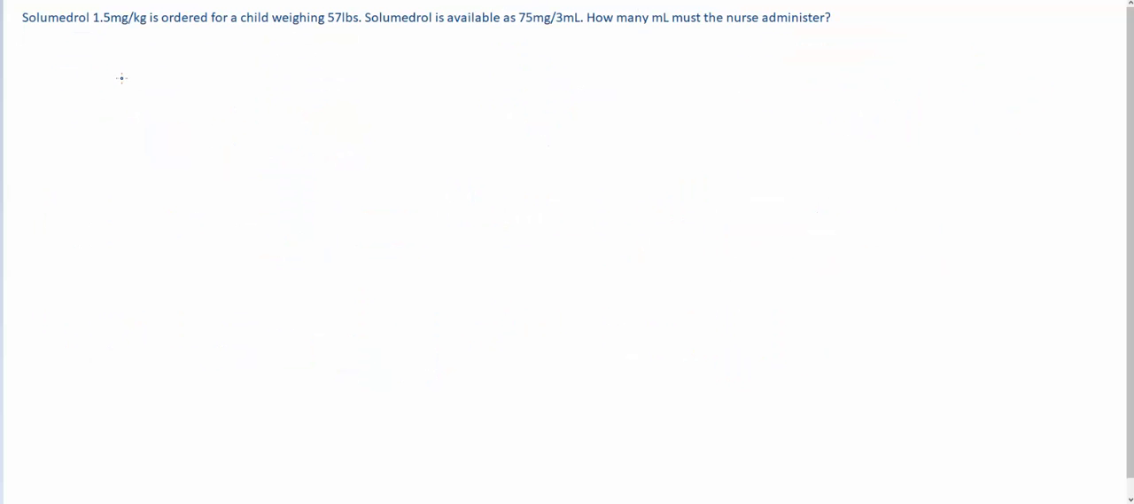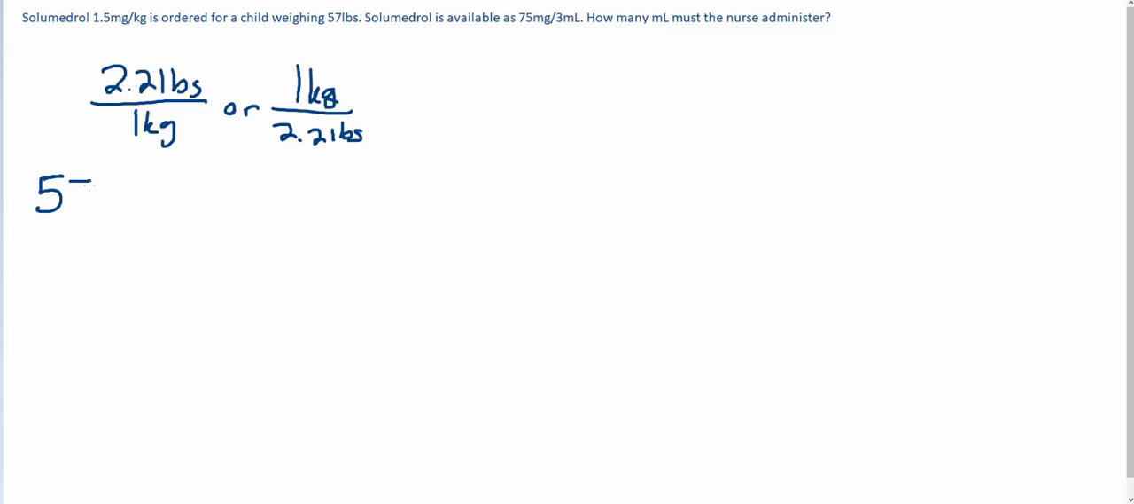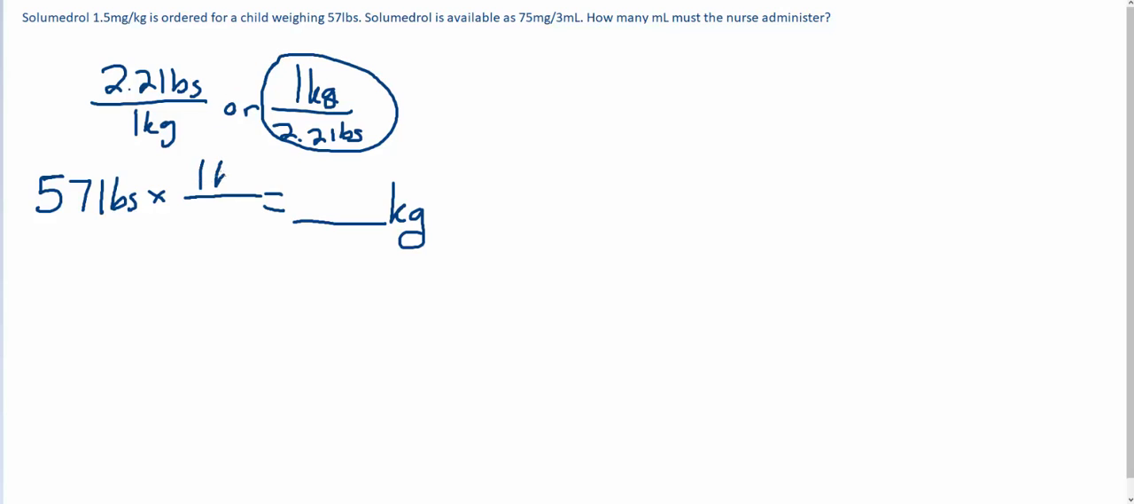As with all dosage problems where we're given the weight in pounds, we're going to start out by converting from pounds to kilograms. We'll use the conversion factor: 2.2 pounds are in 1 kilogram, or we can write it as 1 kilogram contains 2.2 pounds. We'll write our child's weight down here. They weigh 57 pounds. We're going to multiply by one of our conversion factors to get an answer in kilograms. So we'll end up using this conversion factor and copy it down here, 1 kilogram over 2.2 pounds.